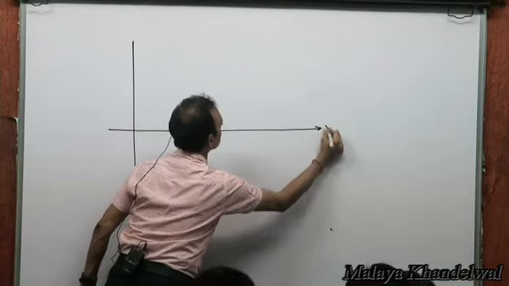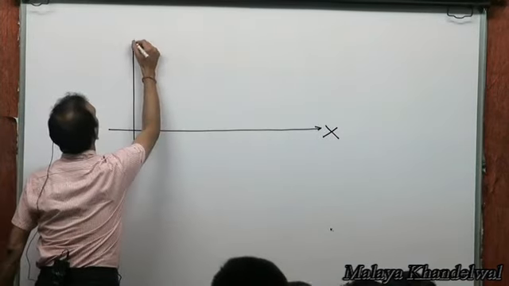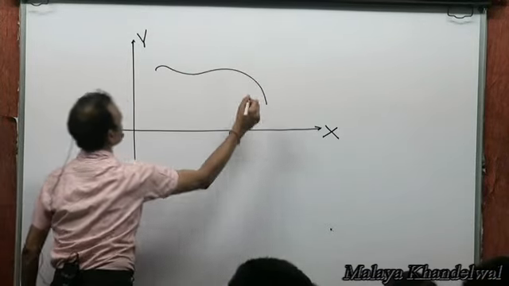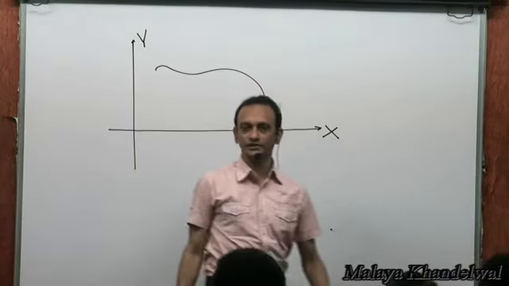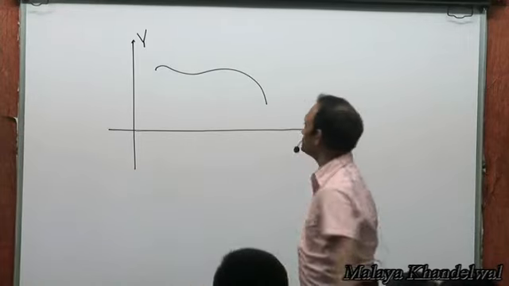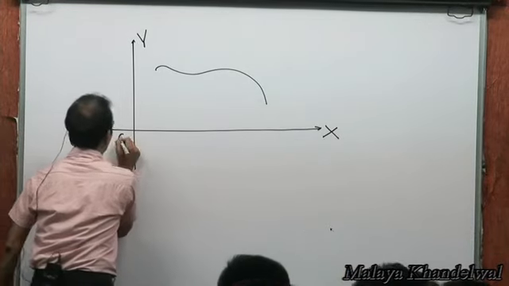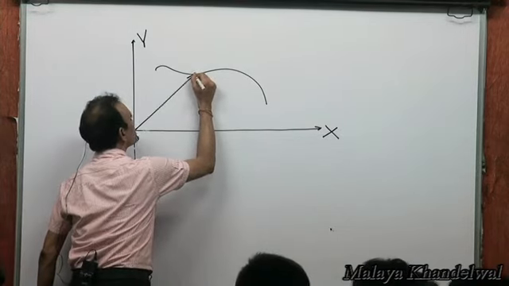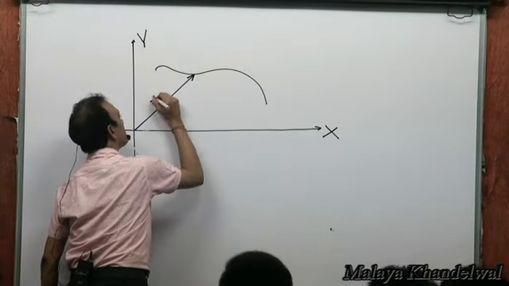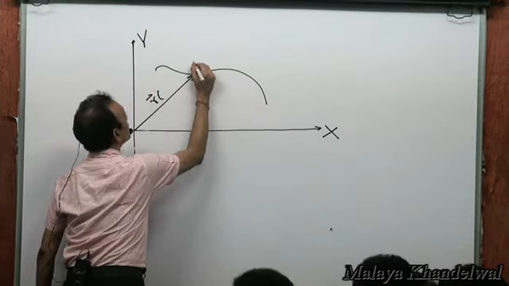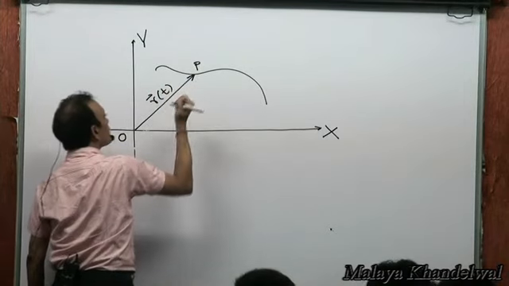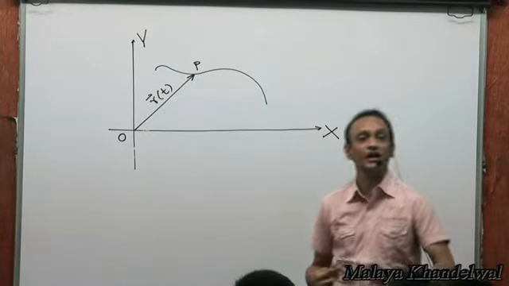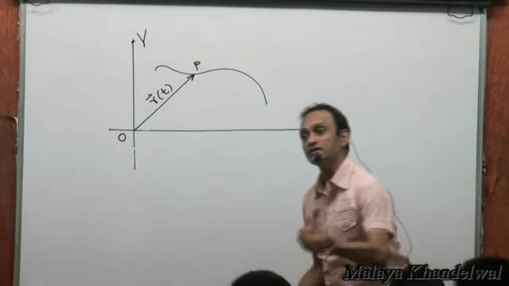suppose there is a particle having a certain trajectory in the xy plane. So this could be the trajectory of a particle in the xy plane. This is the origin of coordinates, and this is the position vector of the particle P as a function of time. At different instants of time, this position vector would be different.